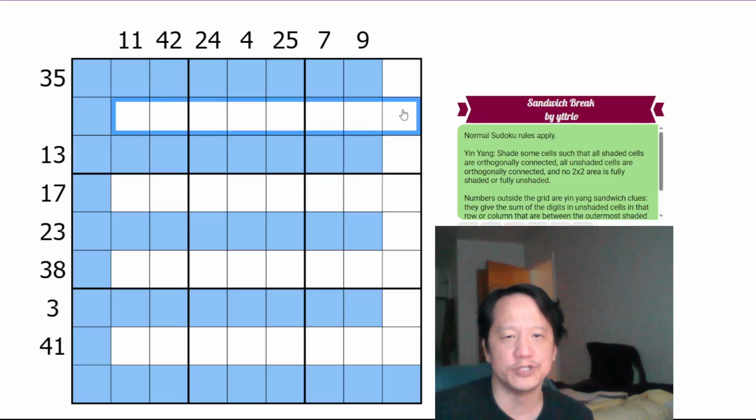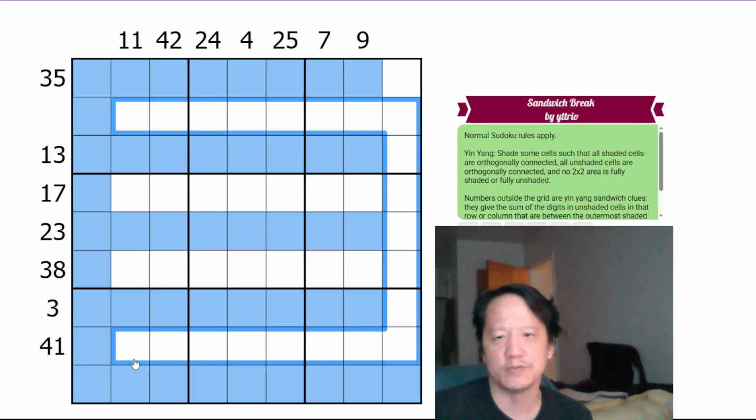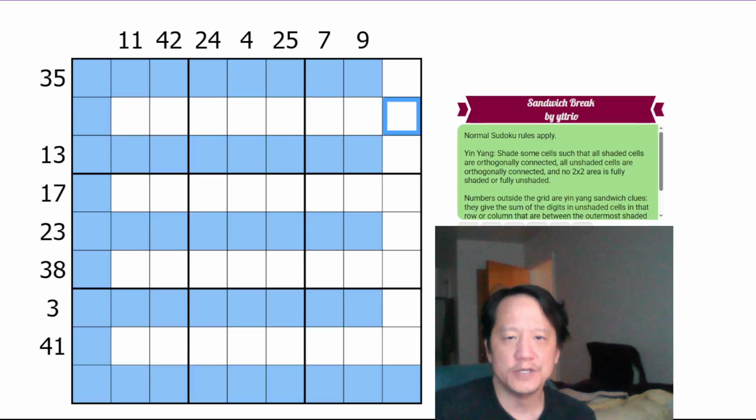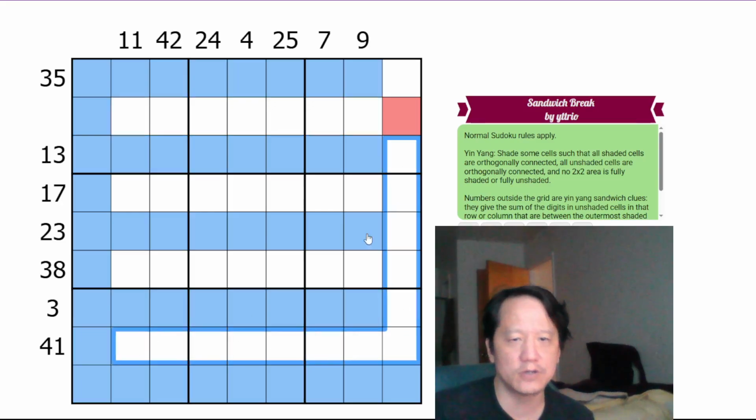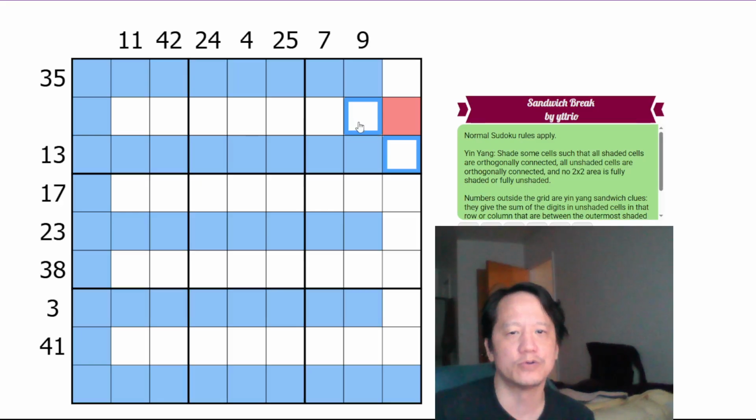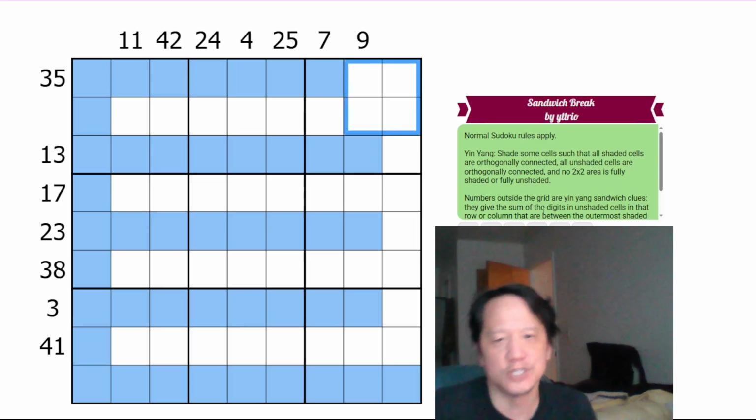In the unshaded region, you can go from this cell to this cell just by going through edges, all while staying within the region. This is not a valid yin-yang shading because these cells now cannot go to these cells out here unless they go through a corner or go outside of the region through an edge, neither of which is allowed. And this is not a valid shading because we have a 2x2 area that is fully shaded. This is not valid either because this would be a 2x2 area that is fully unshaded, which is not allowed.